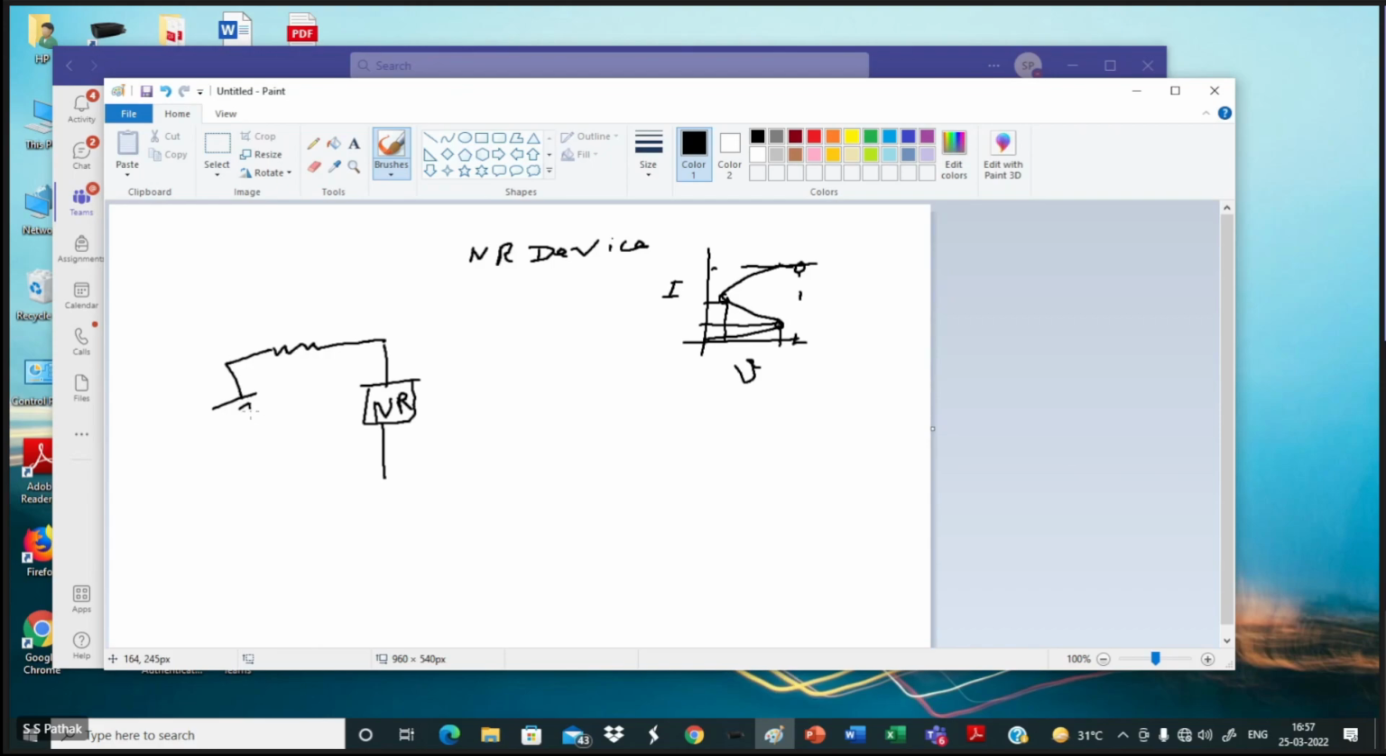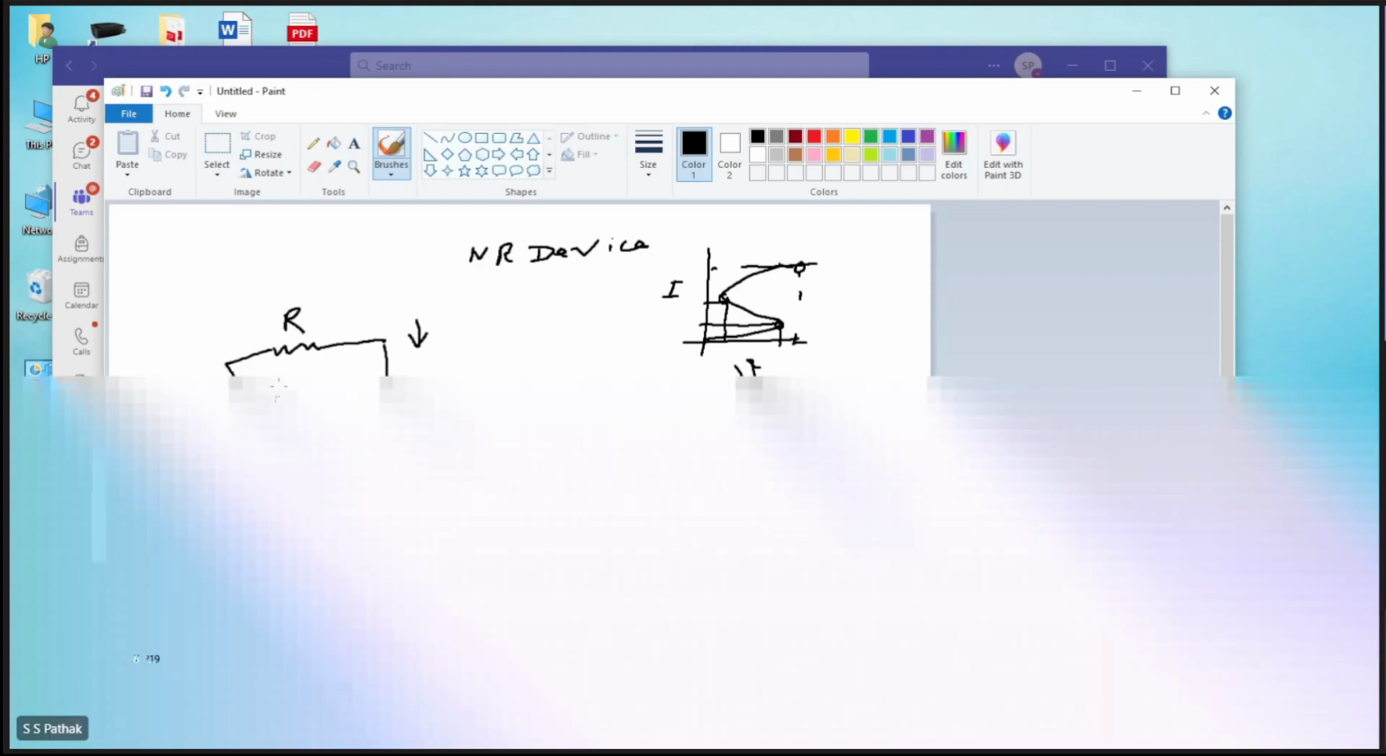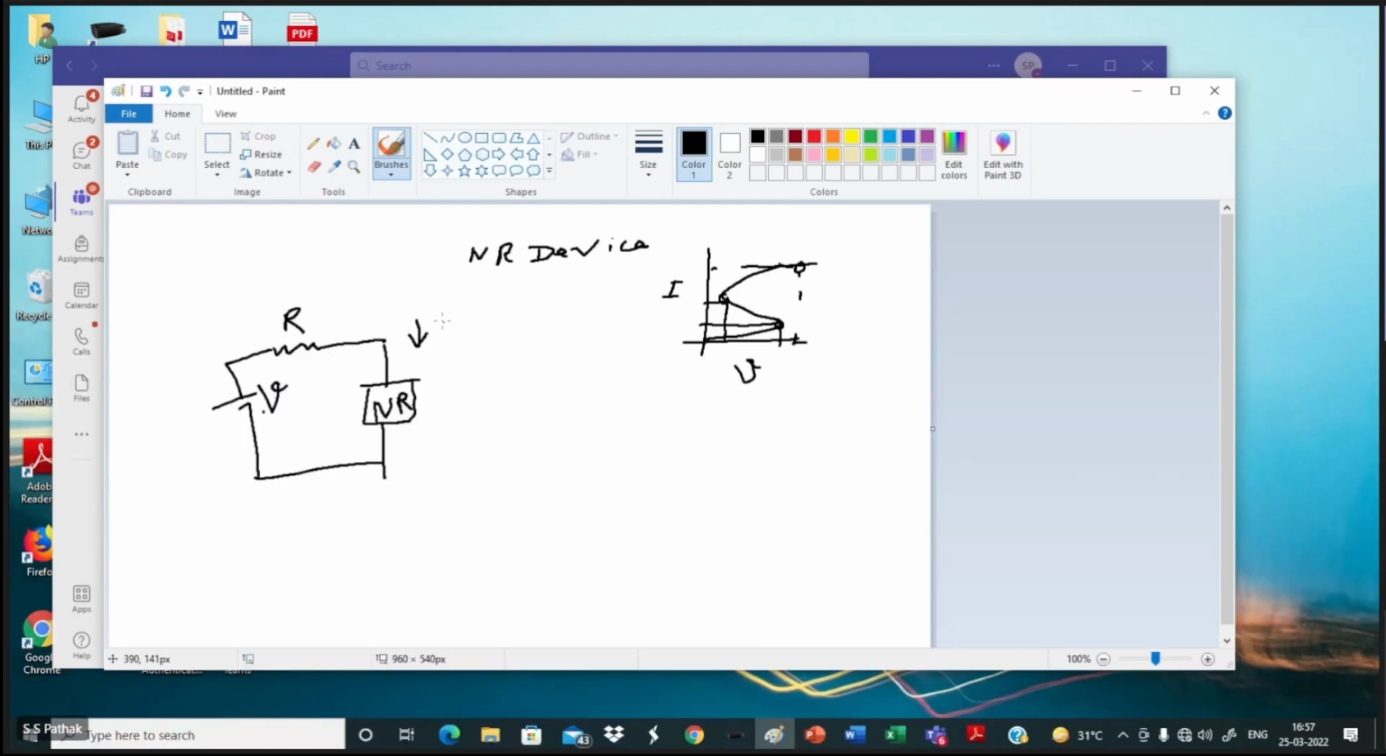I am applying a bias now. This is my V, this is my R. So I ask you to plot the characteristic now with respect to this V and this I. This is voltage which will be varying, this V and this is my I. You plot the characteristic of this V.